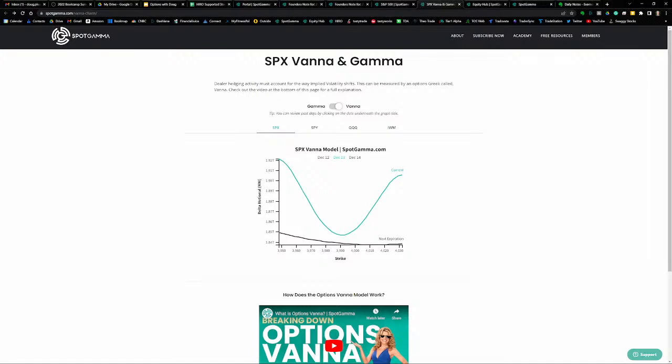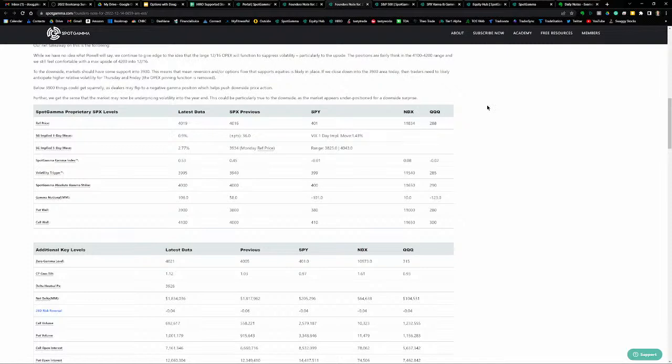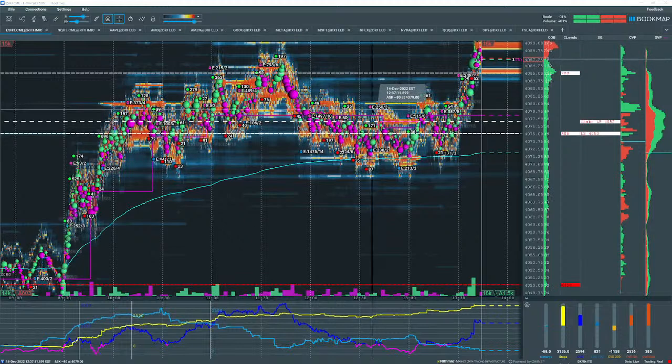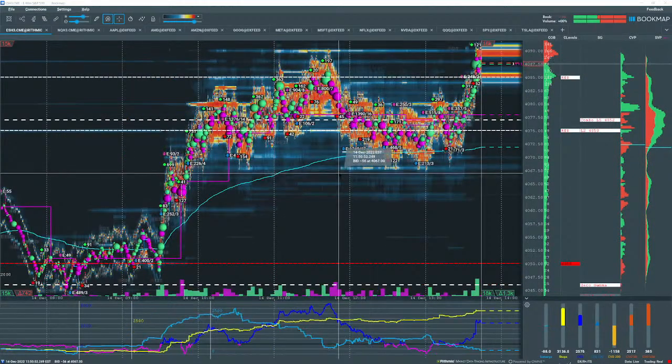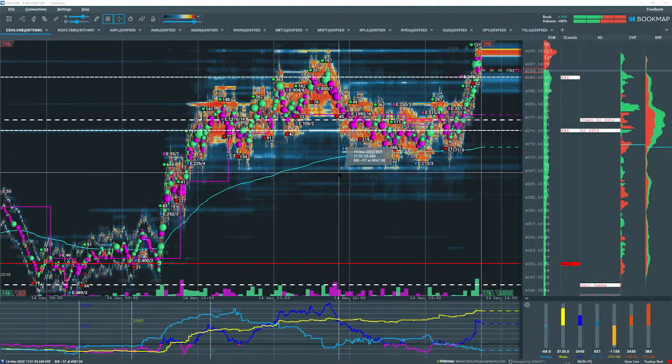Okay, so that was the review of yesterday. Now let's talk about today. And let's go to the founder's note for today. And actually, I want to take a look at ES in Bookmap, and the support and resistance levels have not really changed that much. There have been some other changes, but support and resistance levels are still near approximately the same levels, and they're shown on this chart.